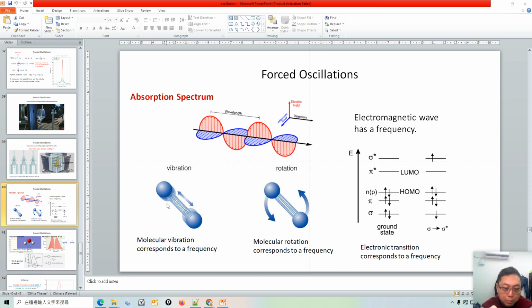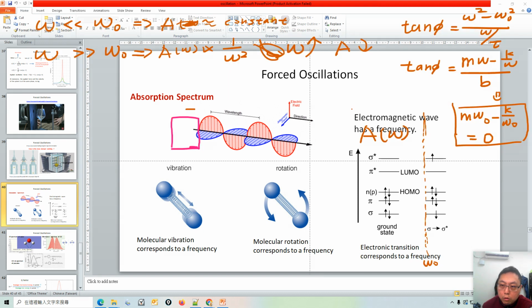In uniform circular motion, you are doing rotation. You also have the frequency, right? Maybe the most accurate is angular frequency, but it doesn't matter, it's just a frequency. And maybe you have heard some quantum mechanics. A molecule has energy levels, and the energy transition, the electronic transition between energy levels, also corresponds to a frequency.